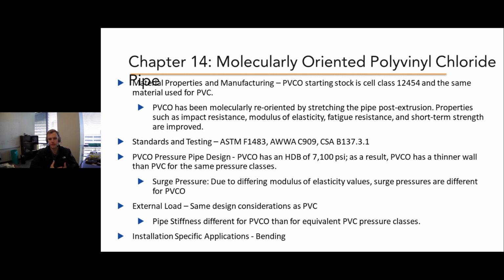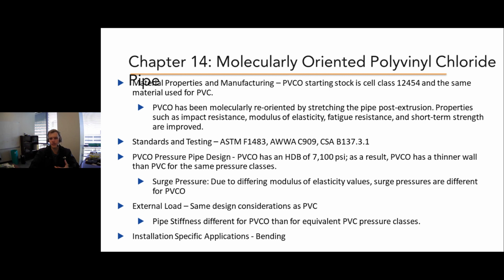Chapter 14 is on PVCO, molecularly oriented PVC. This chapter is really a brief overview of what PVCO is, the different properties, the standards and testing, and specific design applications. To anyone that's not familiar with PVCO, it is the same starting stock material as PVC. The cell class for PVCO starting stock is the same as for PVC. The main difference is that PVCO has been molecularly reoriented by stretching the pipe post-extrusion. And so properties such as impact resistance, modulus of elasticity, fatigue resistance, and short-term strength have been improved through this process.